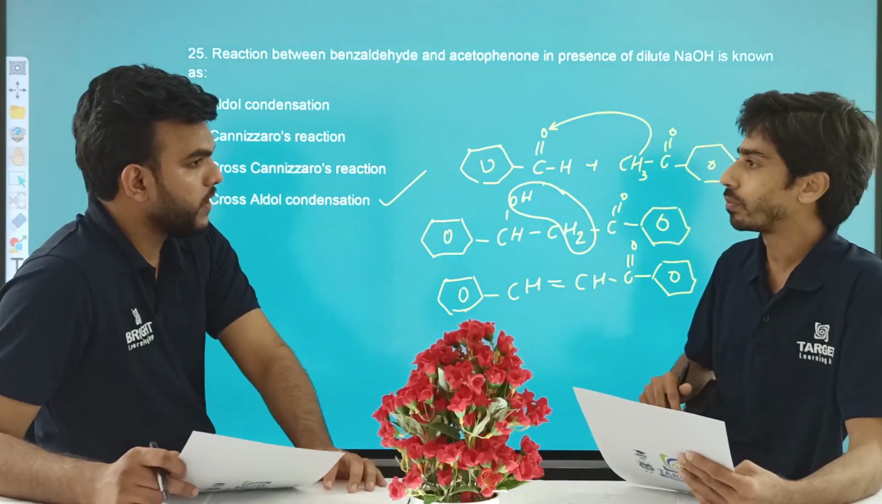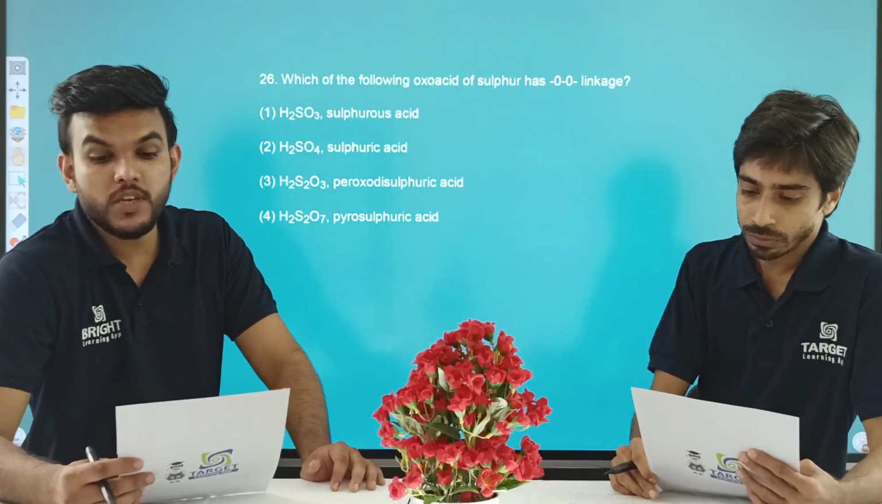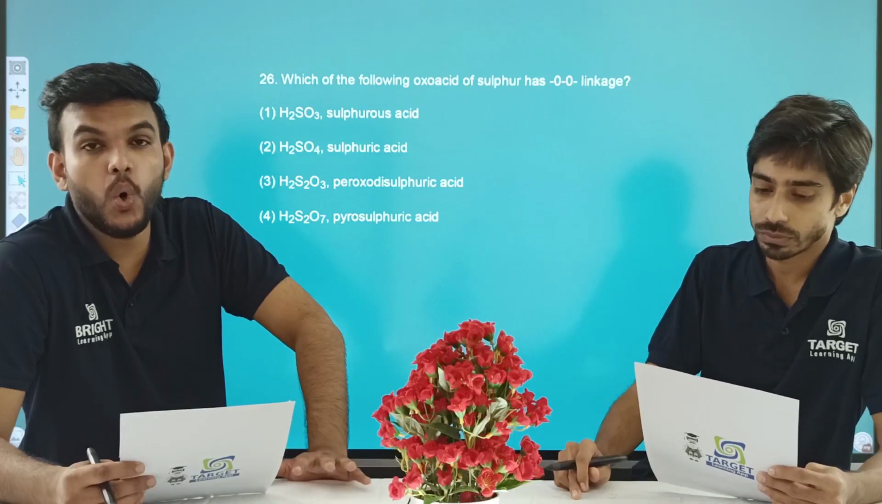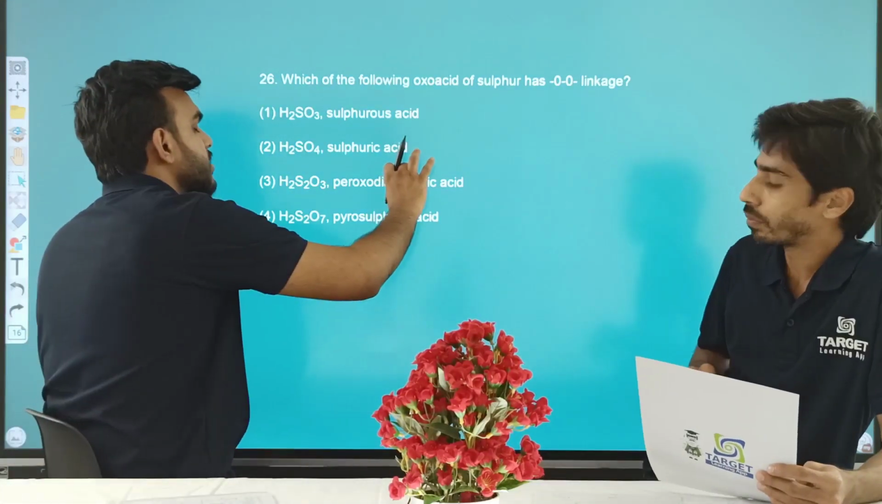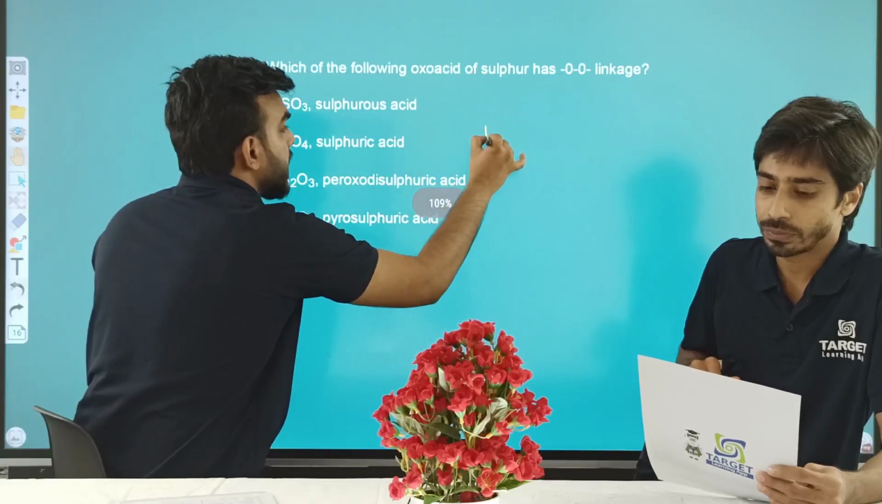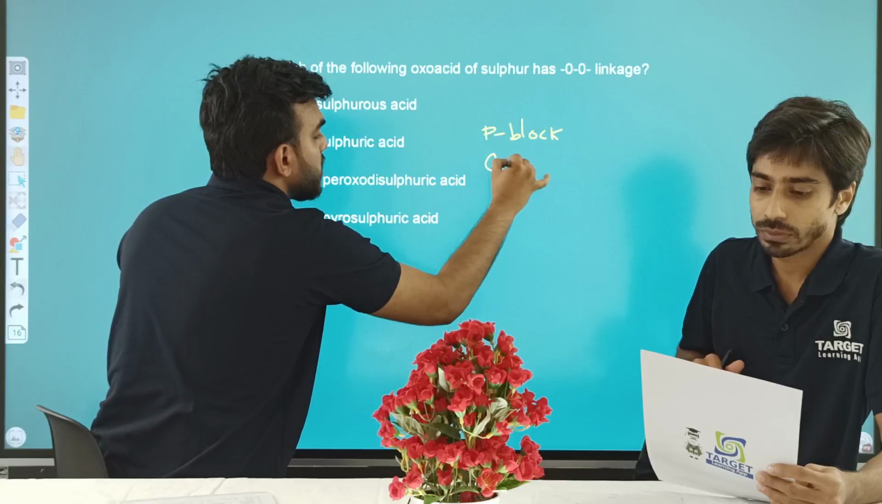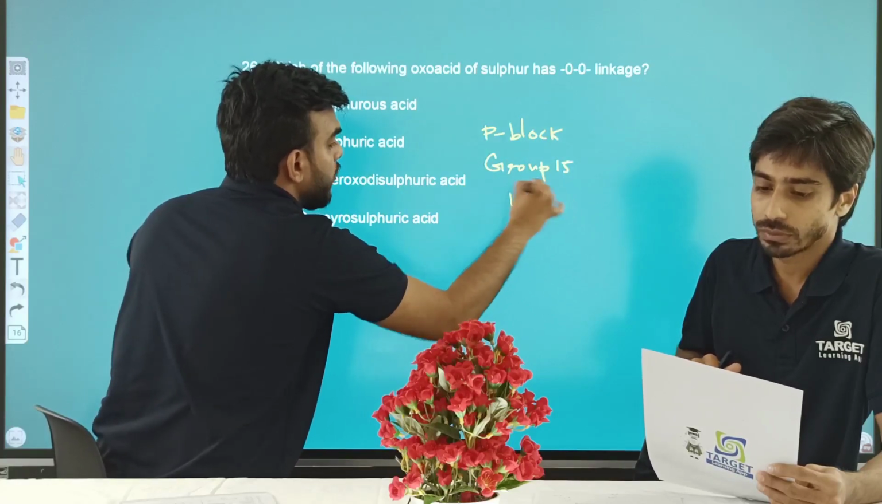So we can move to the next question. Which of the following oxo acids of sulfur has an O-O, that is oxygen-oxygen linkage? Students, you can search the chapter, the p-block second year, when you are studying group 15, and look at page number 194.